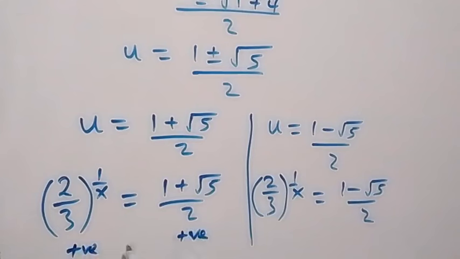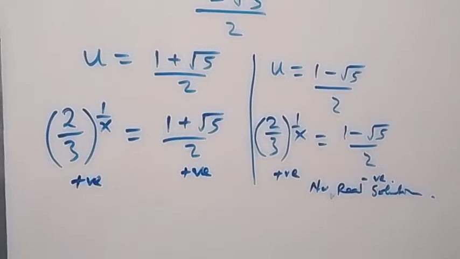So with this, we are going to have a real solution. Here this is positive and this is negative. So here there is no real solution, so we reject this side. No real solution on this side. Then from here, we can take the log on both sides.